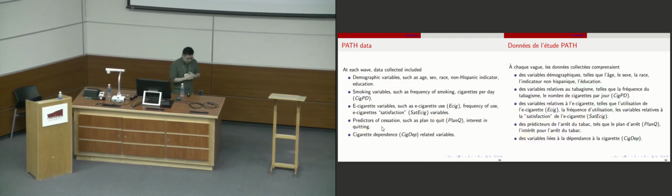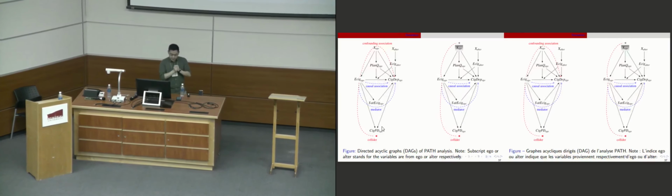So we have a lot of variables in each wave. For example, we have the demographic variables, the smoking variables, and e-cigarette variables such as e-cigarette use. That's the treatment we're considering, and the predictions of cessation and the cigarette dependence related variable. So that's the outcome, the continuous outcome that we construct based on previous studies. Based on the question, we can give a score to this cigarette dependence. So that's the causal diagram.